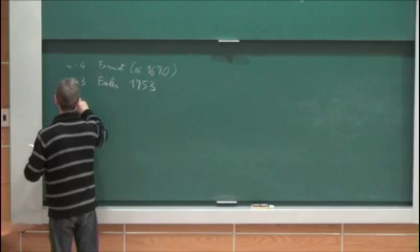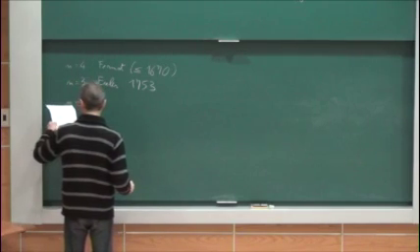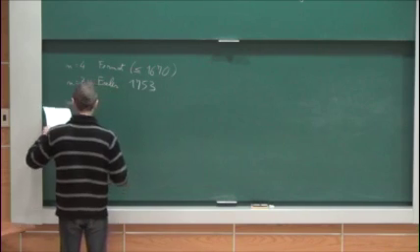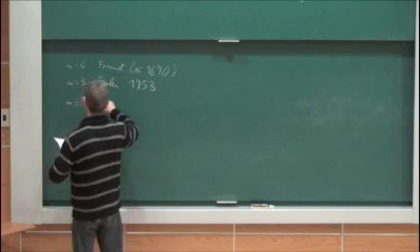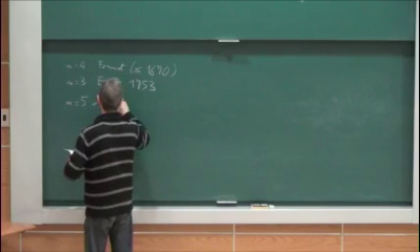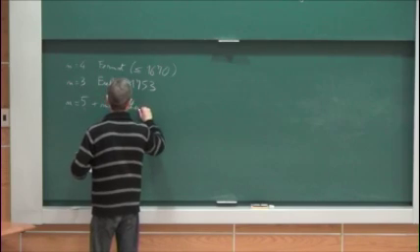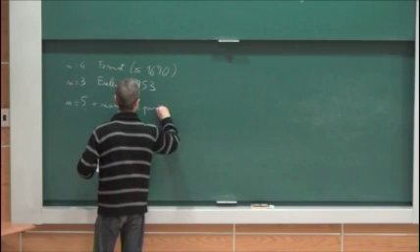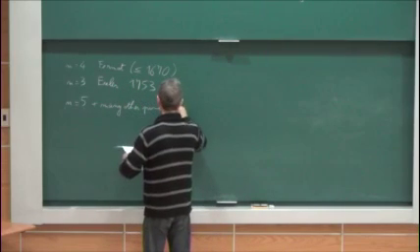This one was n equals 5, and then for n equals 5, and I'll be short, I'll write for many other primes. Well, this is Dirichlet.